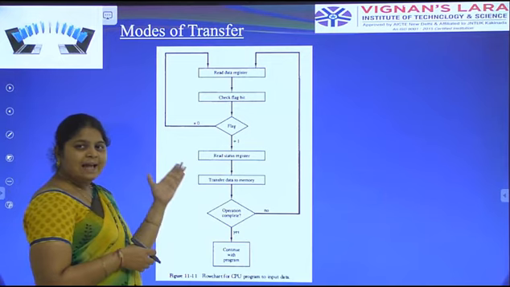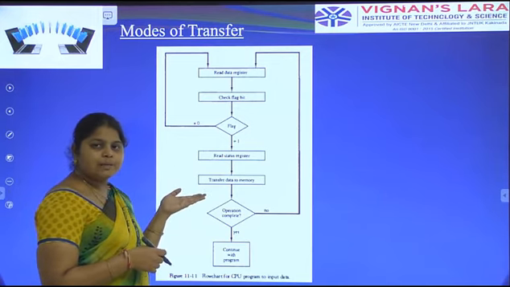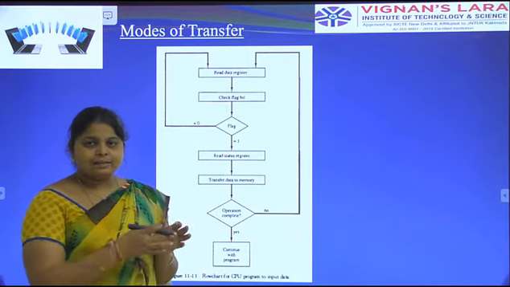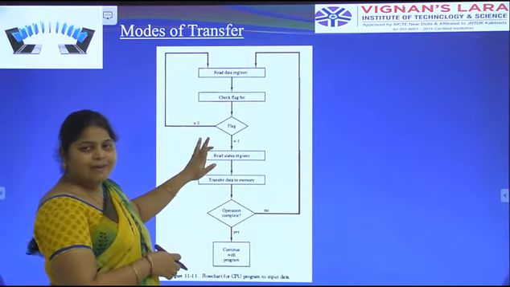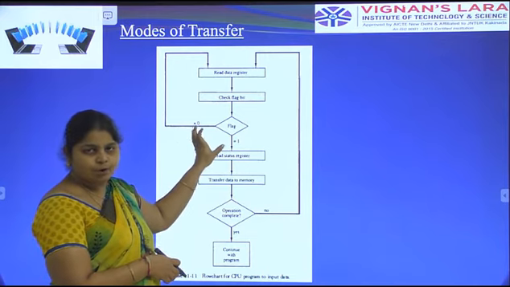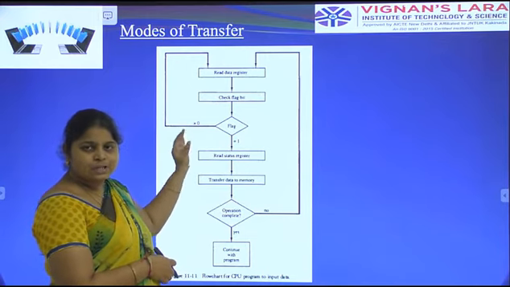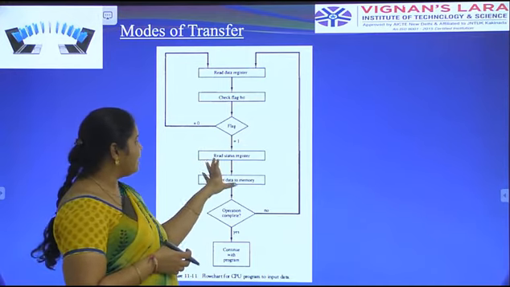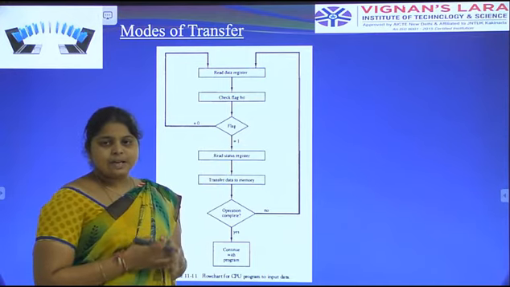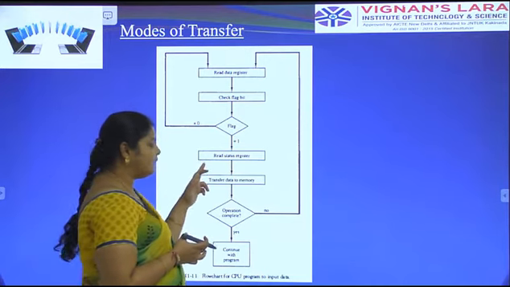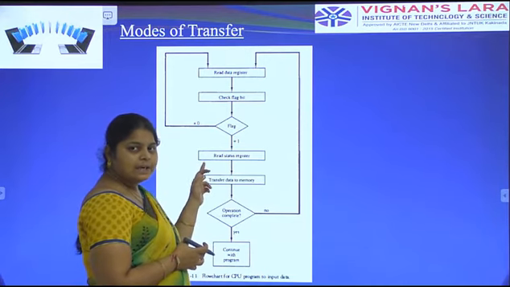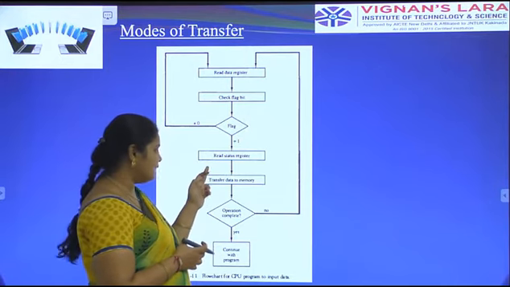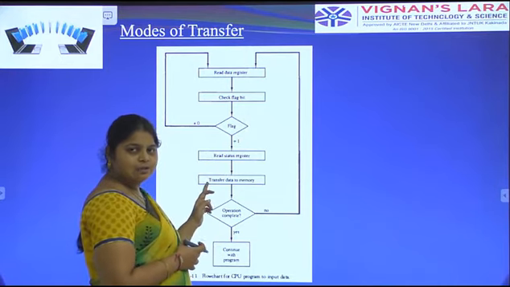With the help of the block diagram of programmed IO, the flowchart is represented like this. Read the data register and then check the flag bit. We have to define what the flag bit is. If it is 0, the data register does not contain any information. If it is 1, the data register contains some information. Here, read the status bit, which comes from the data register, and transfer the data to the memory.